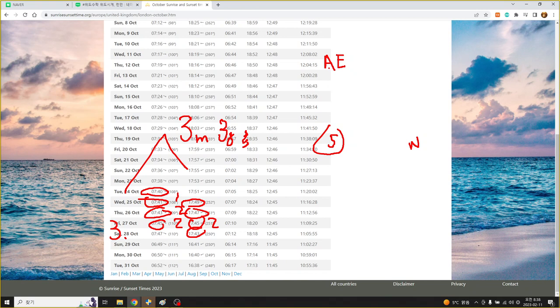Autumn equinox to go here, 9 September, and this 22.